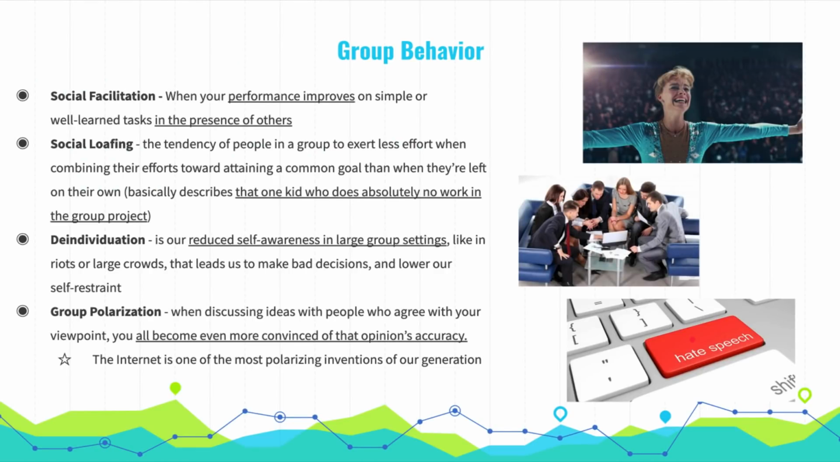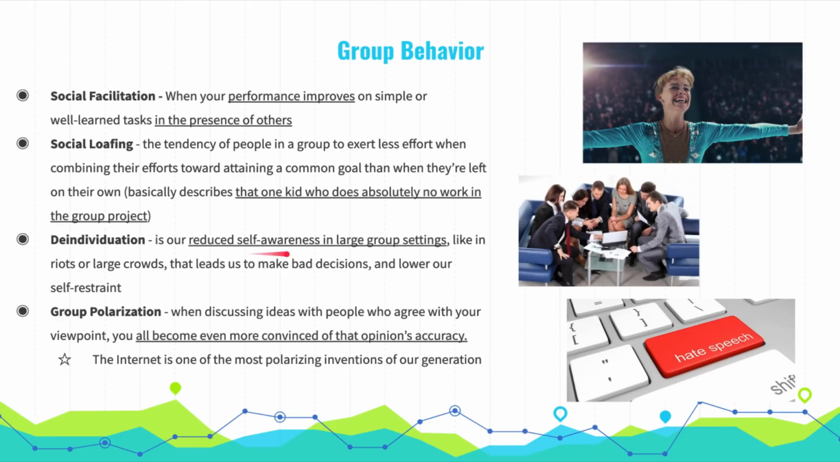Group behavior is something that you have to know for the test, but we're going to be going a little bit quicker through some of these terms. So when you see them, make sure you have a good understanding of what they mean and where they show up in the real world. Social facilitation is when your performance improves on simple or well-learned tasks in the presence of others. Social loafing is the tendency of people in a group to exert less effort when combining their efforts toward attaining a common goal, which is just hubbub for when that one kid does absolutely no work in the group project.